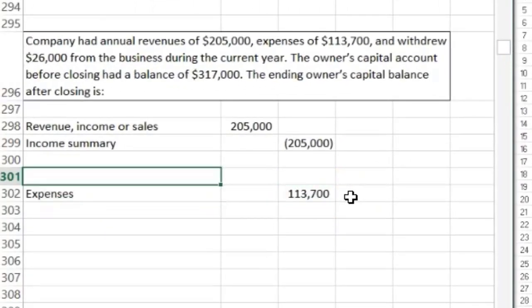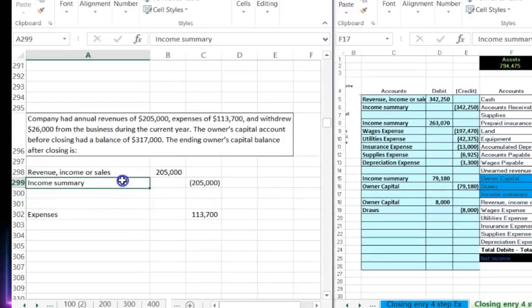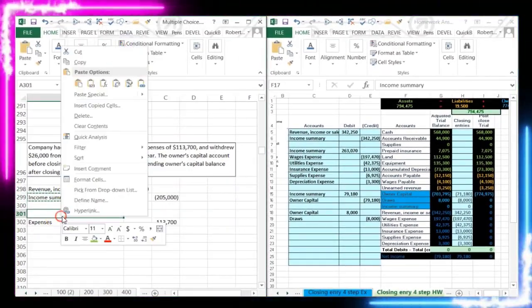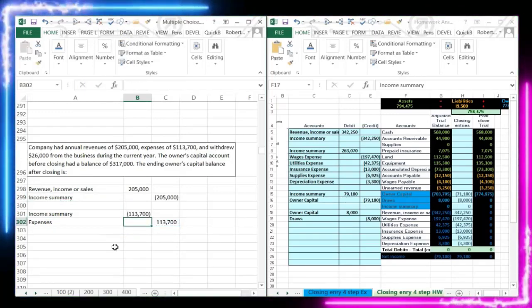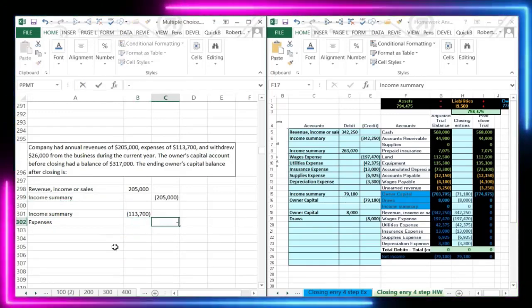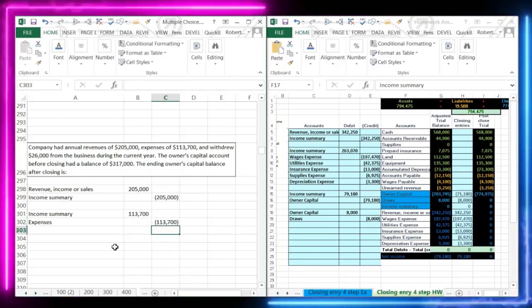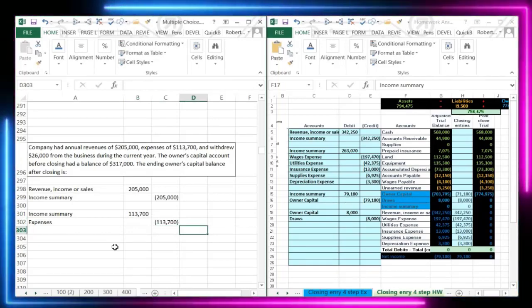And then we would debit the income summary account again. I'm just going to copy that and paste it here. And therefore, we're going to debit the income summary. Let's make this a negative 1137. And then we know what's in the income summary at this point in time.